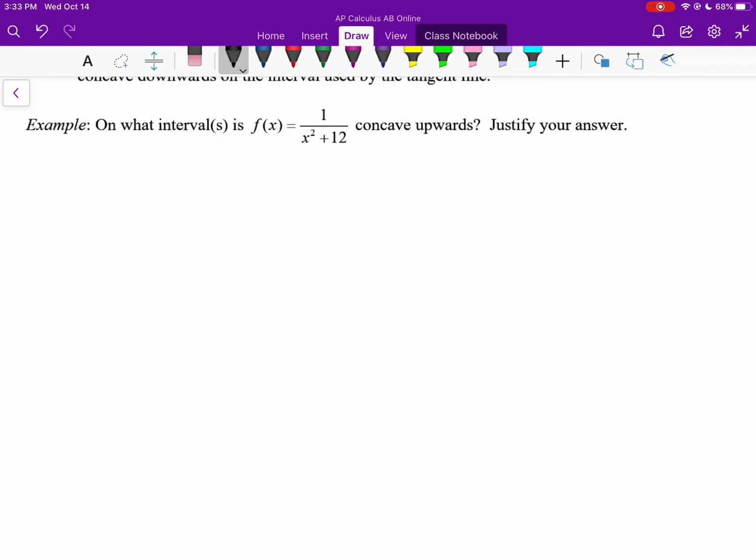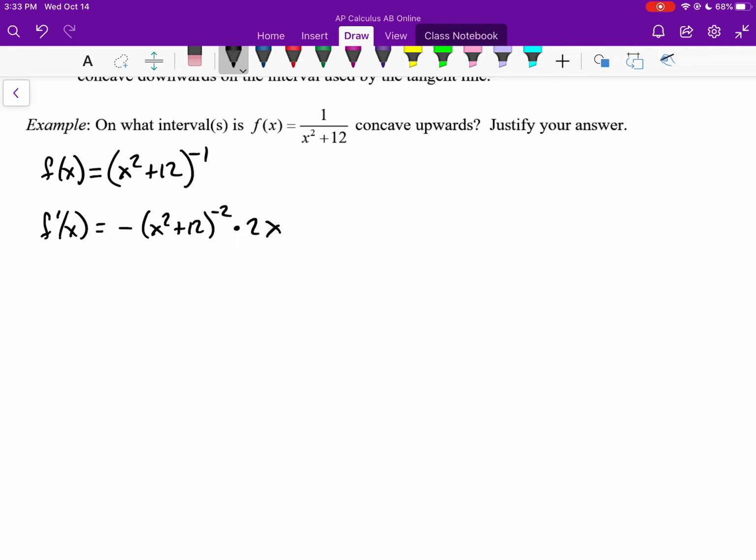We could do a quotient rule in this particular problem, but this particular problem will be a lot easier doing a chain rule. I can rewrite this as x squared plus 12 to the negative first power. And so my derivative over here is going to be negative x squared plus 12 to the negative 2 power times the derivative of what's inside, which is going to be 2x. This first derivative over here is going to be negative 2x divided by x squared plus 12 squared. This is only the first derivative.